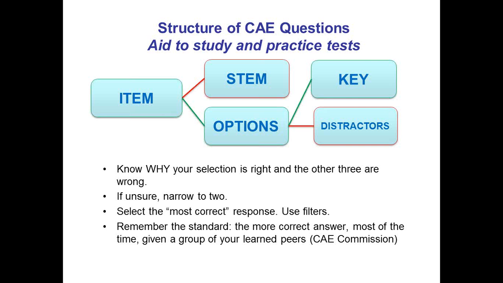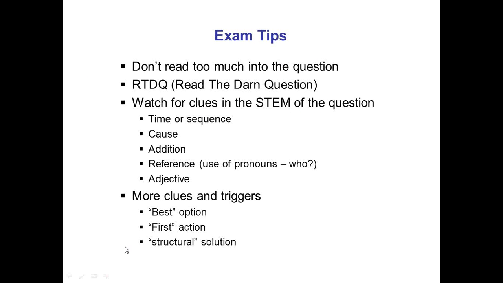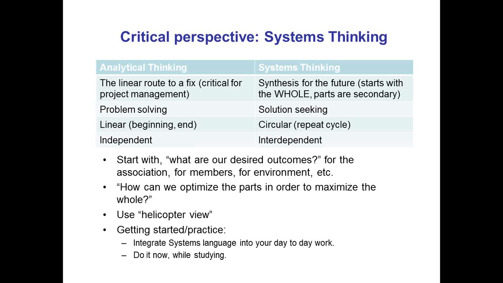Other tips that we teased out of a lot of our work were: don't read too much into the question, and then my favorite, read the darn question. Watch for clues. Is it a time thing? Is it a cause? Are they asking for a who, a how? And if you're asking for the best option, the first action, or a structure, those are the kind of things that will help you to separate some of the distractors and get right to the root of that question.